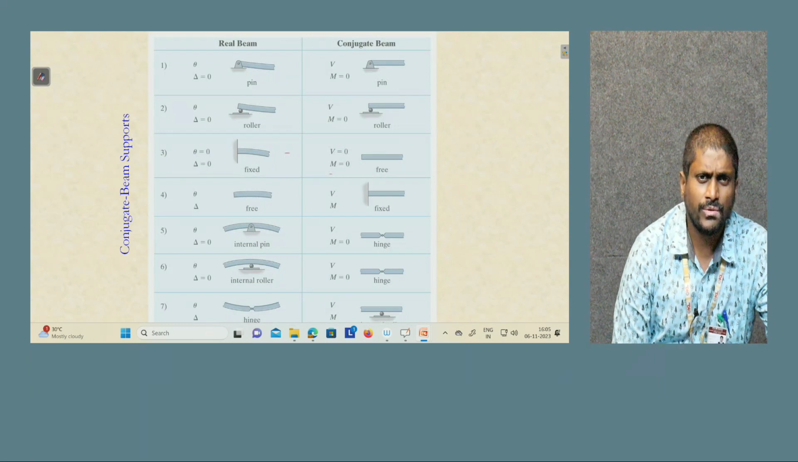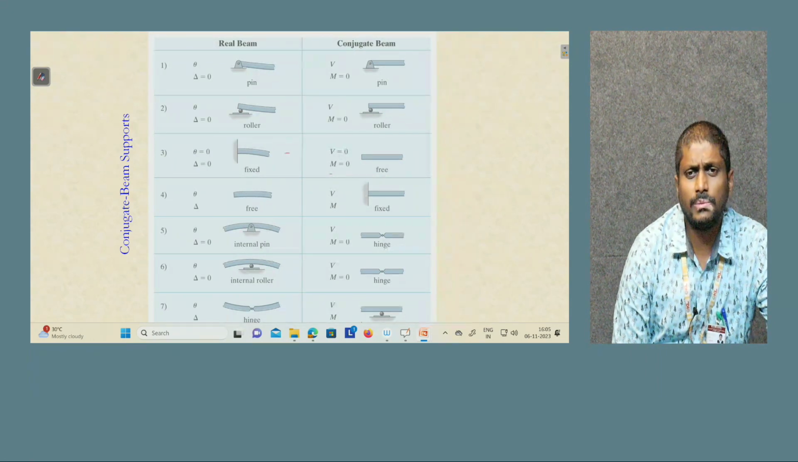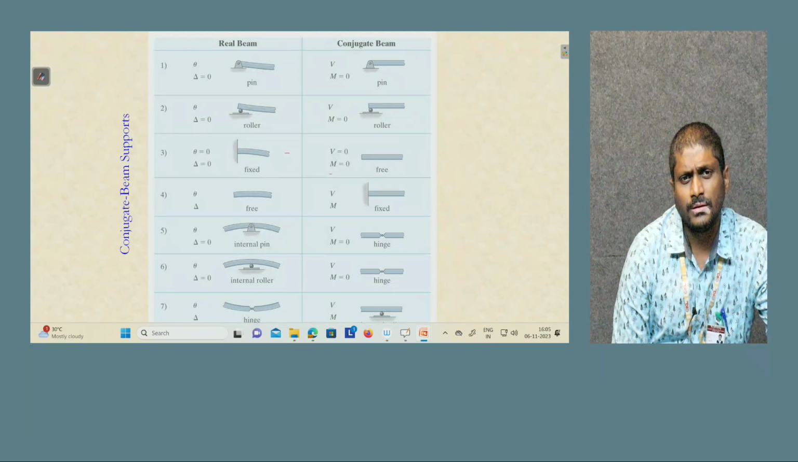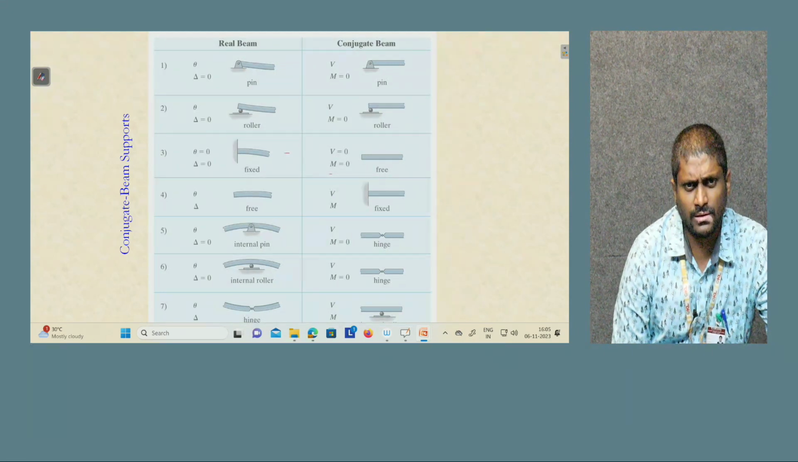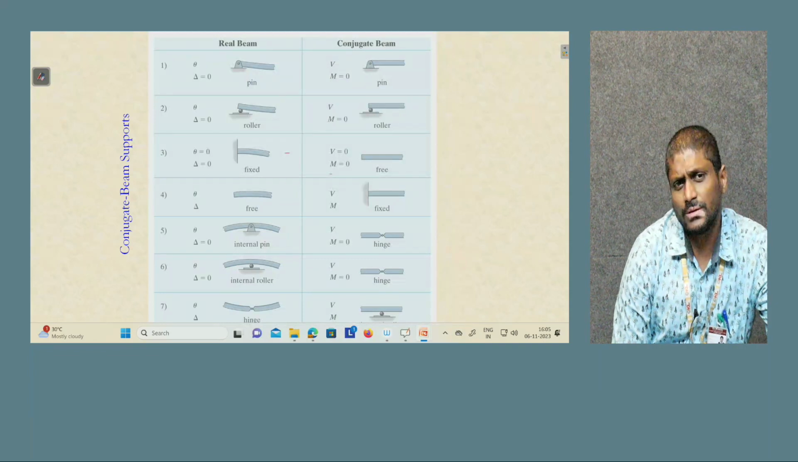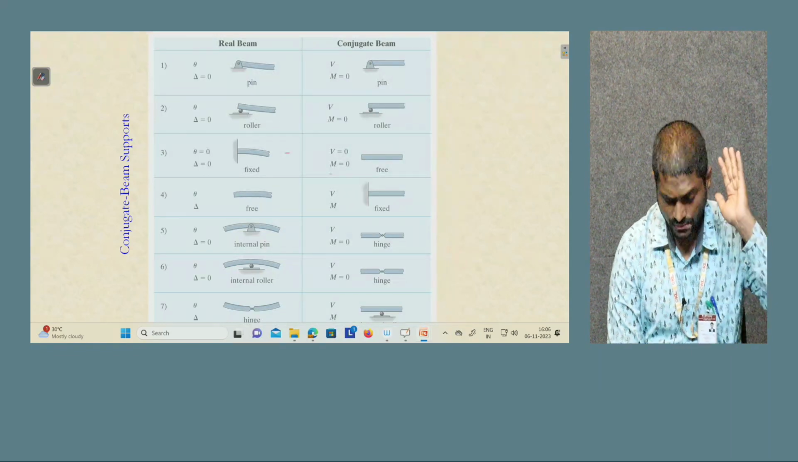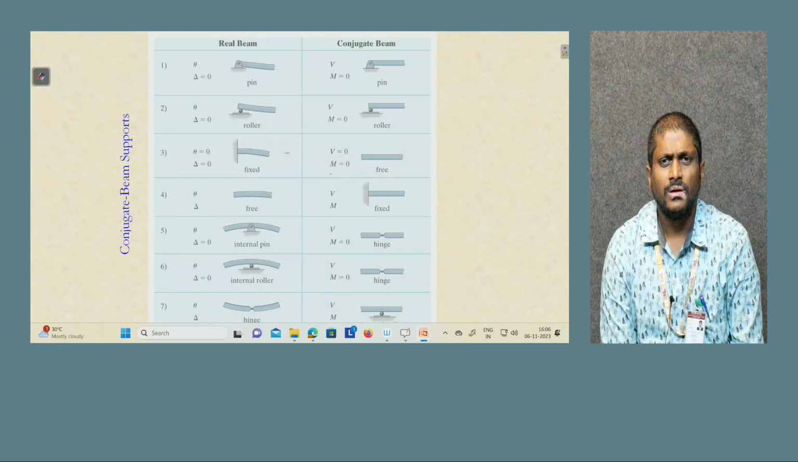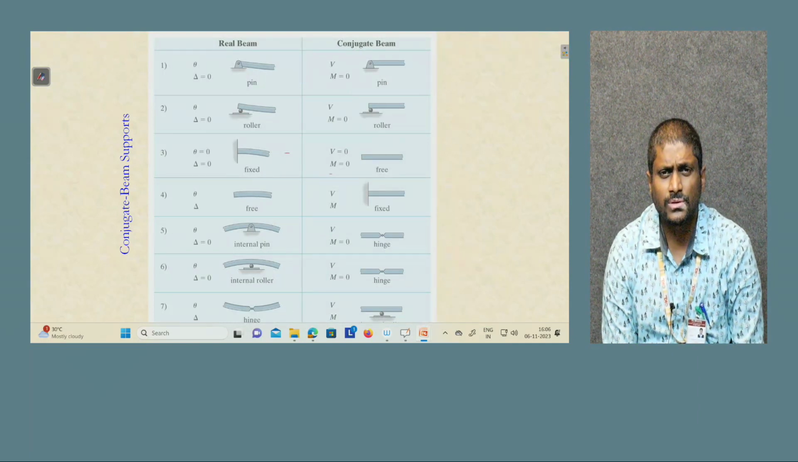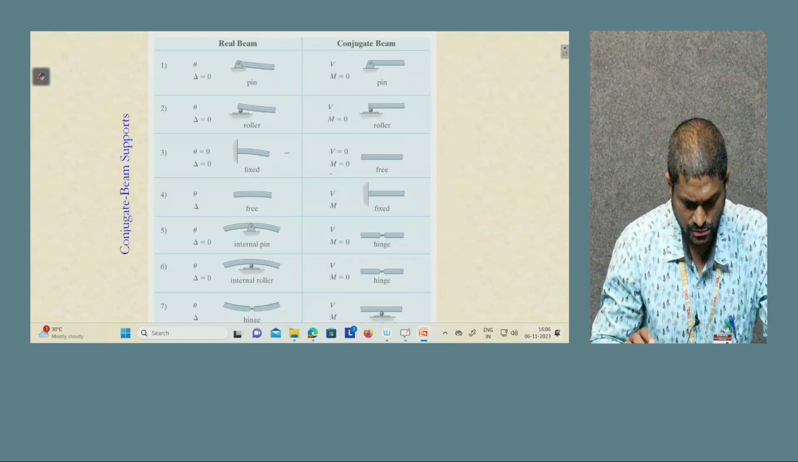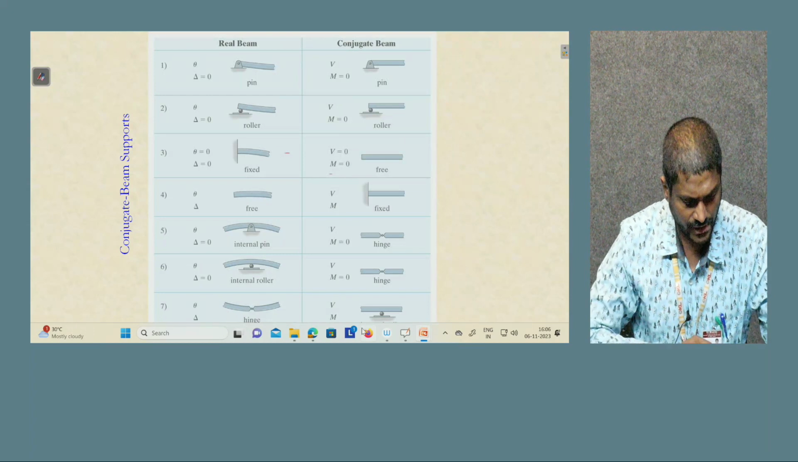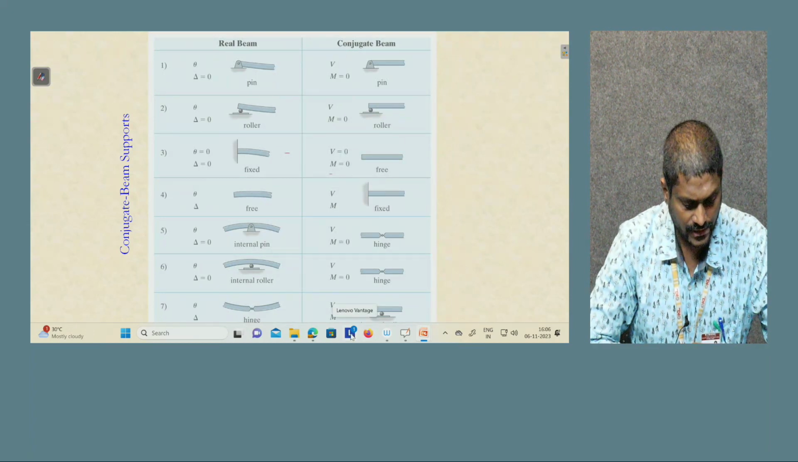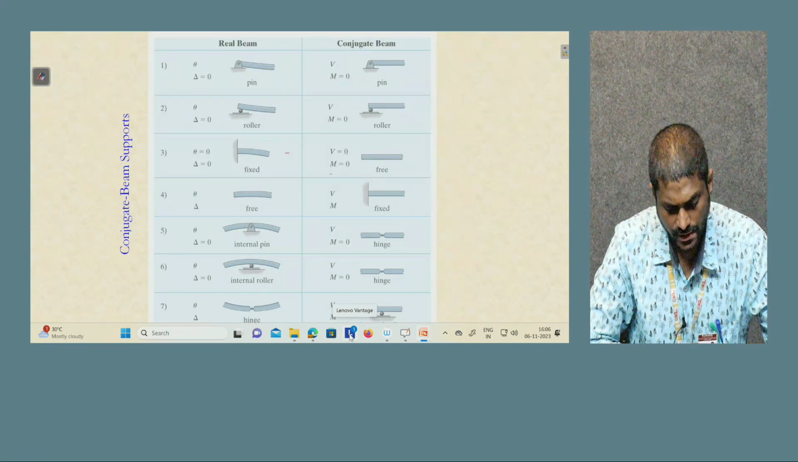So if it is fixed in a real beam, in a conjugate beam it will become free. Then a free end in the real beam: theta and delta will not be 0, whereas in the conjugate beam it will become fixed. So there, shear force and bending moment both are not going to be zero. Then in the fifth case, theta will not be 0, whereas delta will be 0 since it is an internal pin support, whereas shear force will not be 0 and bending moment will be 0.